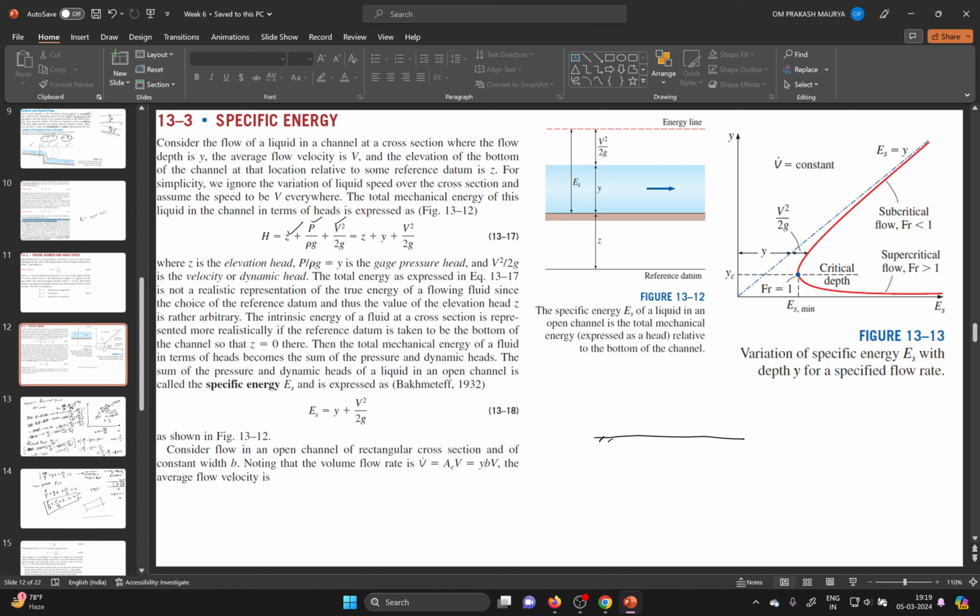So this is the channel bed. Previously the reference datum was at some distance between the datum and the bottom. But if we consider the bottom as the datum, what will happen? Z will be 0. So your equation will remain only h is equal to P by rho g plus v square by 2g. Always remember the assumptions will be there in the specific energy also. During the derivation we have not stated any assumption, but the assumptions are there, because this comes directly from Bernoulli's equation.